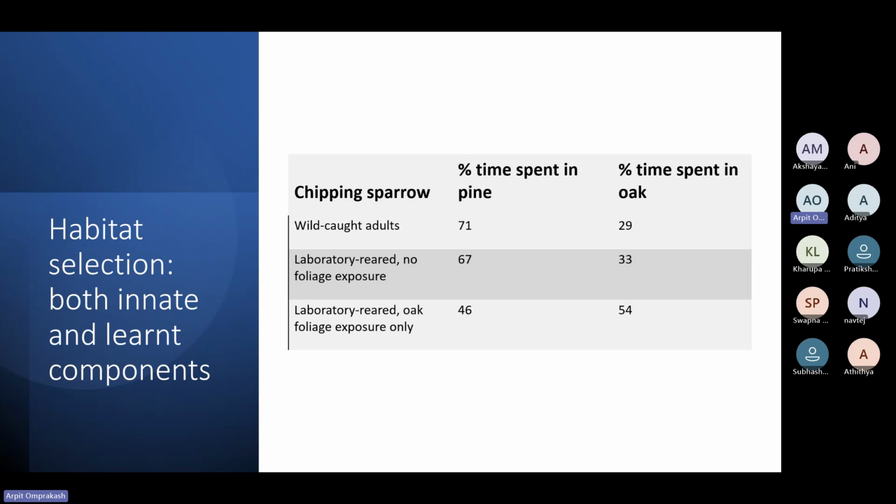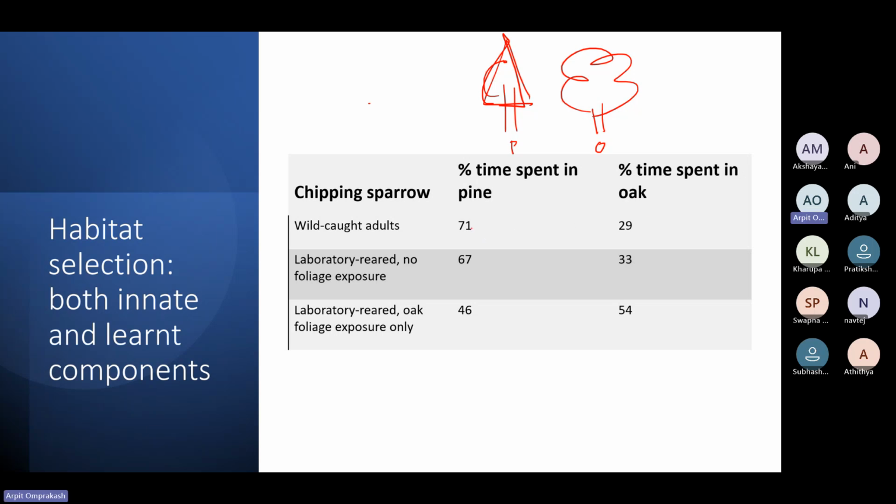So basically, these people looked at chipping sparrows, and what they did was catch adults from the wild and give them a choice between a pine tree and an oak tree. They saw what amount of time they spent in the pine tree and what amount in the oak tree. In wild caught adults, 71% of the time was spent in pines and 29% was spent in oak.